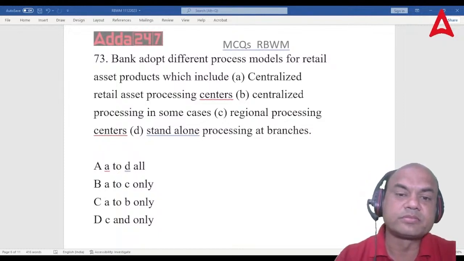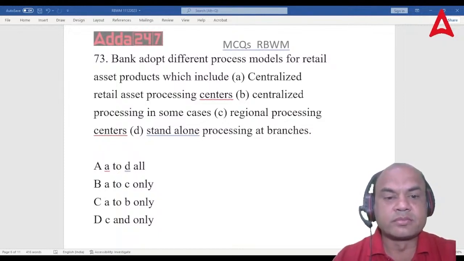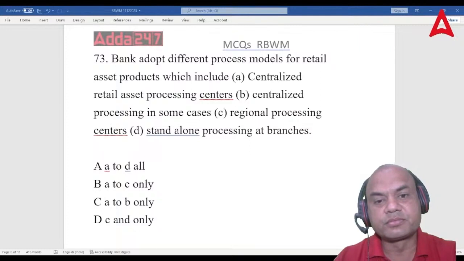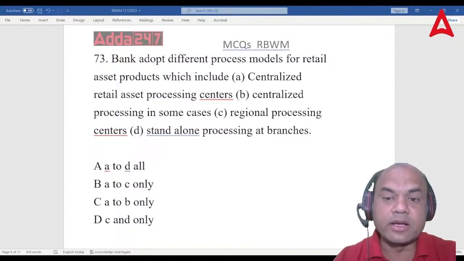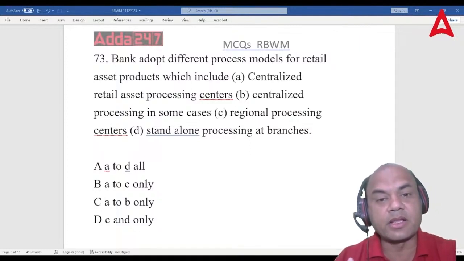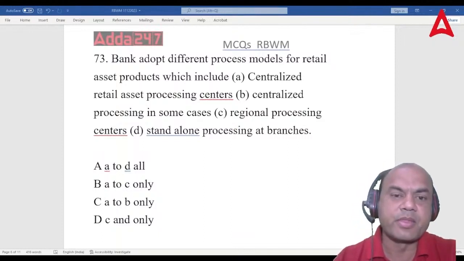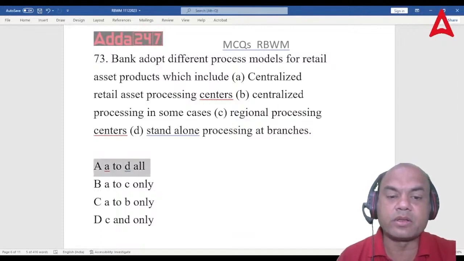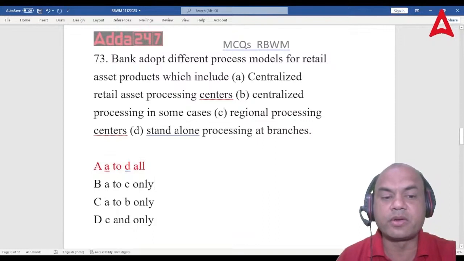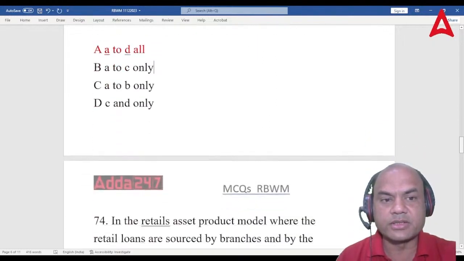Everyone, think. Sometimes there is only retail asset, sometimes centralized is done for all the products. Nowadays all the products are centralized, almost all. Banking products, retail processing centers, and standalone. So the answer is A to D, all of them. Okay, got it? Next one.